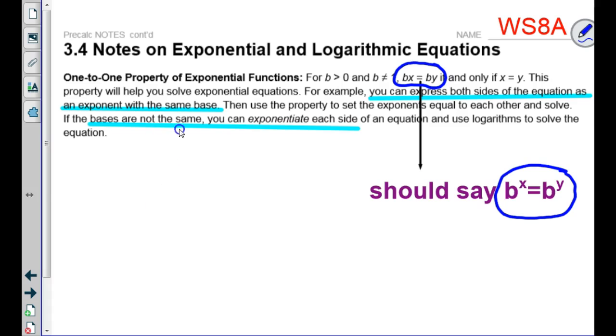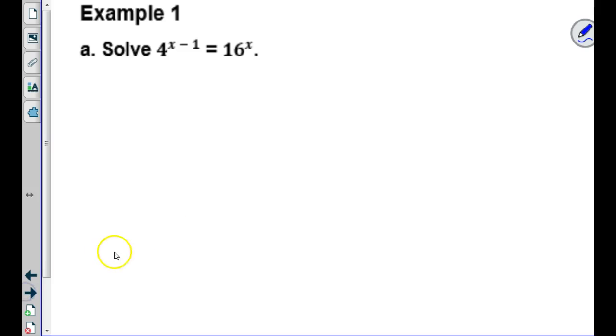Okay, if the bases are not the same and you have a variable in the exponent position, I totally said that backwards, then you're going to have to exponentiate each side or rewrite it. Everybody good? All right, so can we rewrite these as bases of the same number?